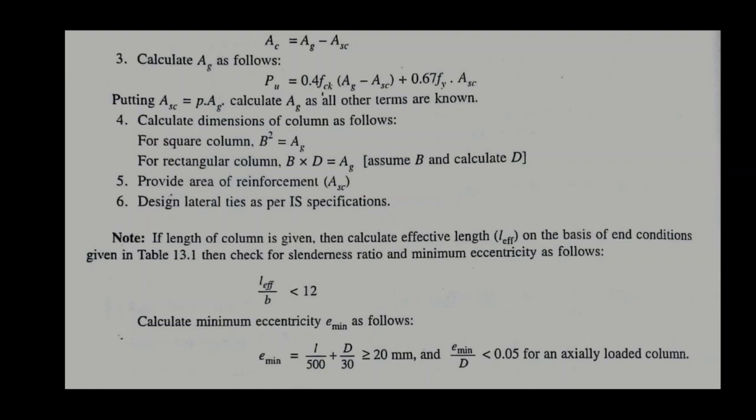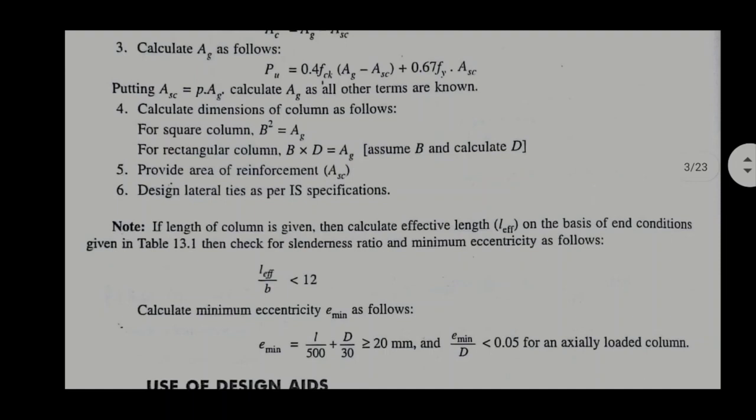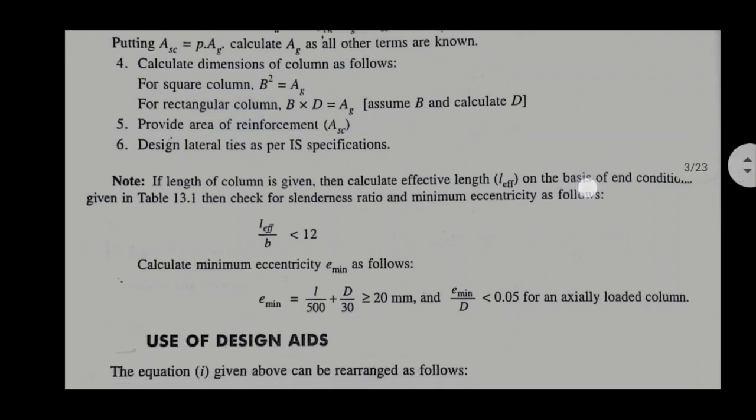Then check the slenderness ratio and minimum eccentricity as follows. L effective by B should be less than 12. After that, calculate minimum eccentricity as follows. E minimum is equal to L by 500 plus D by 30, greater or equal to 20 mm, and E minimum by D is less than 0.05 for an axially loaded column.